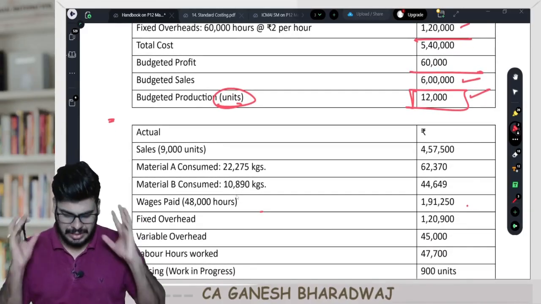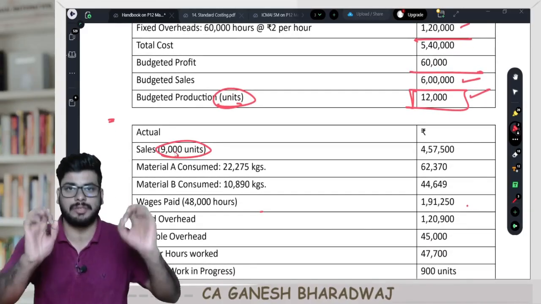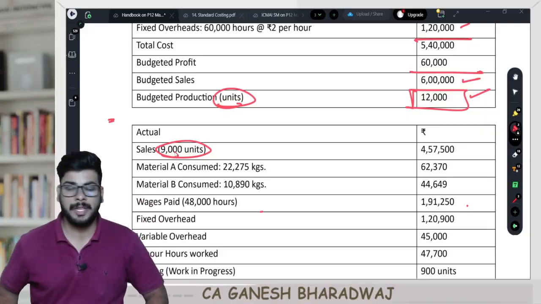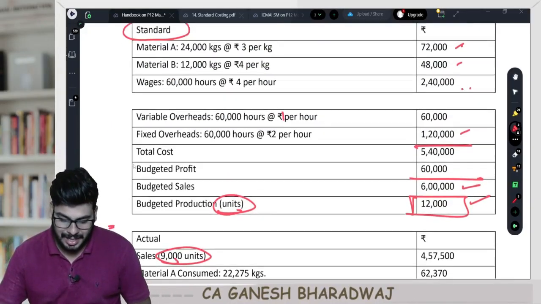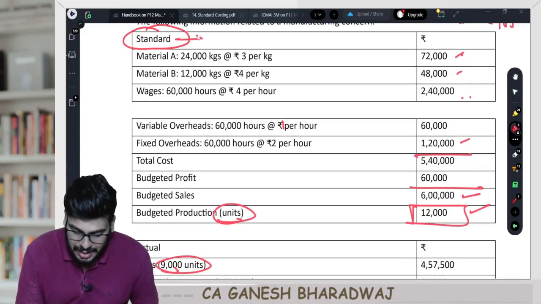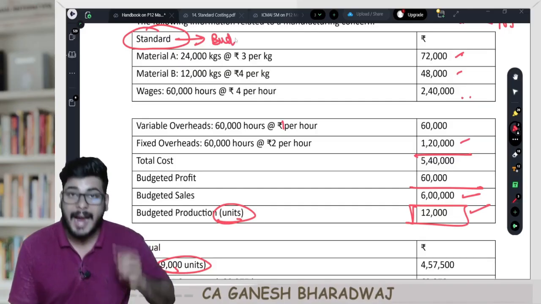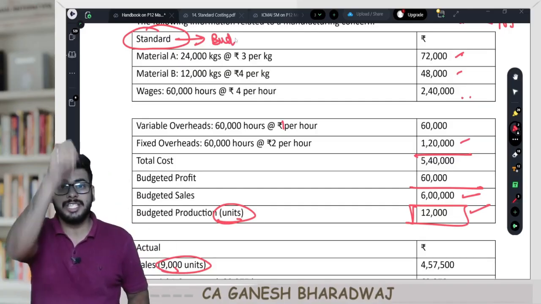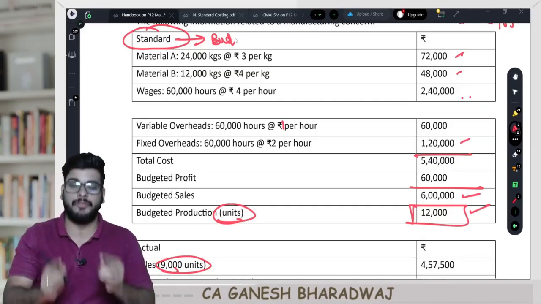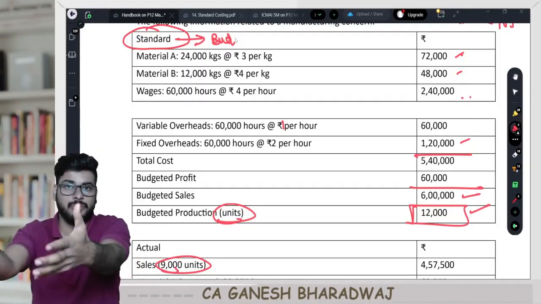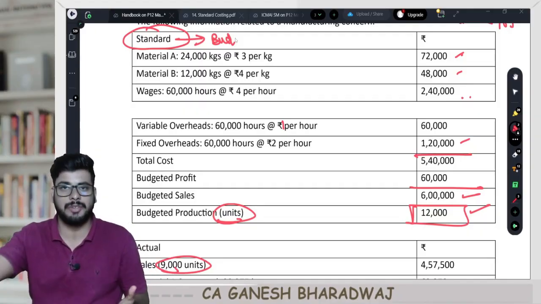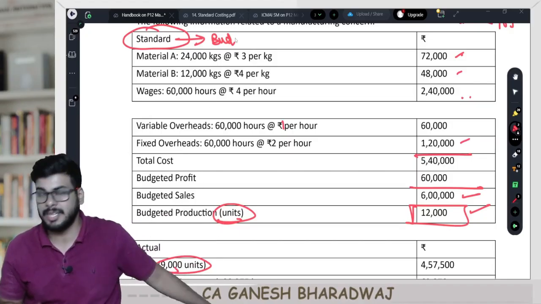Now look at this. Actual units sold is 9,000. Wait, immediately what you can conclude? Basically this data, the word they have used is standard, but here it is actually not standard, it is budget. Why? Had it been standard data, this would have been for the actual production. For you to actually produce and sell 9,000 units, what should have been the cost you should have incurred? That's how it should have been, right?